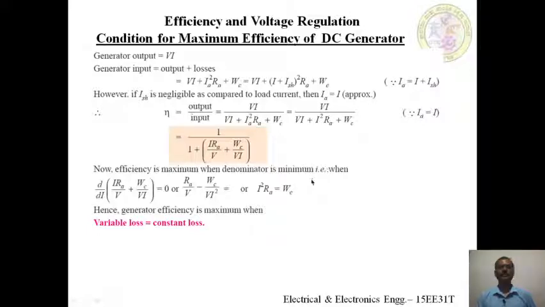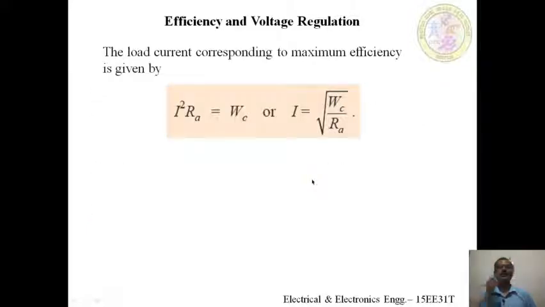From this equation itself, we can calculate the load current corresponding to maximum efficiency. From the condition of maximum efficiency, I square Ra equal to Wc, where I is the load current, the load current can be calculated as the square root of Wc by Ra. This is how we can calculate the load at which maximum efficiency will occur when constant loss and armature resistance are given.